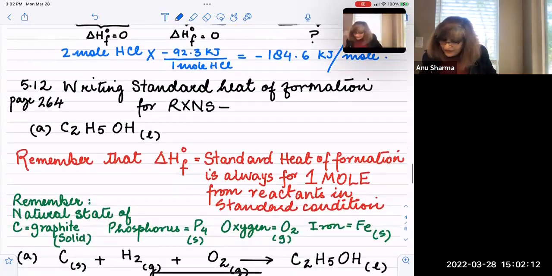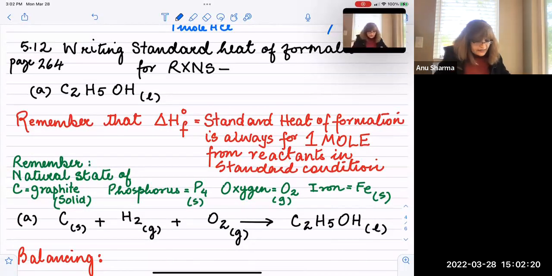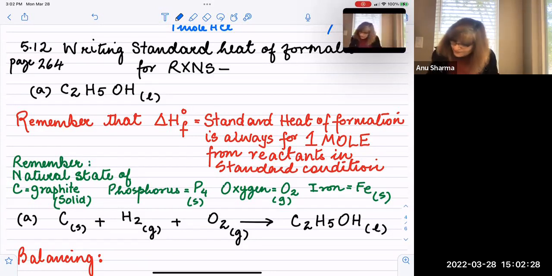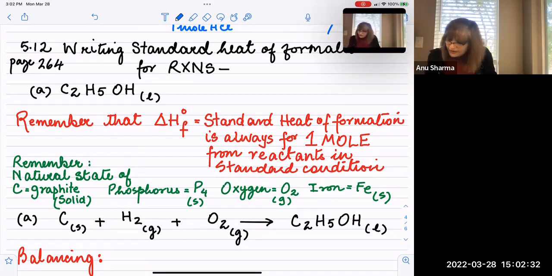Next, we are looking at the next question, 5.12, which is writing the standard heat of formation. That is on page 200. For the reaction, you are given this reaction. In this case, what is the formation of a reaction? Write the heat of formation.